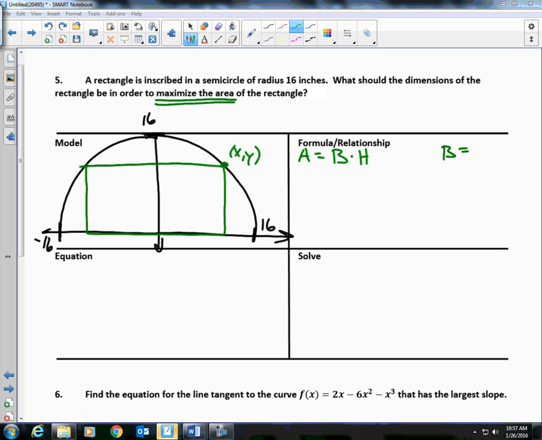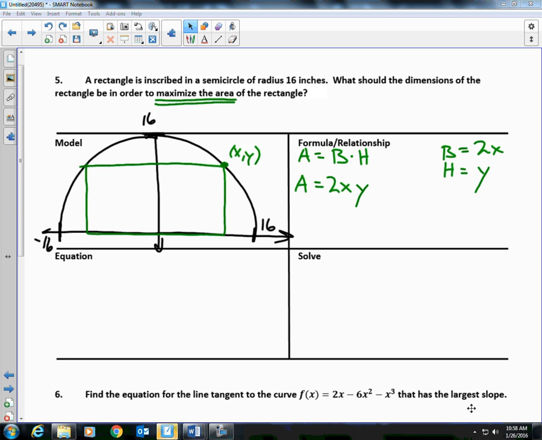Base is equal to what? 2x. Height is equal to y. So now we have area is 2x times y. That looks better than the b times h. At least it's related to x and y. But I still have a problem. I need to get rid of what? The y. Right. And so you could go ahead and get rid of the x.